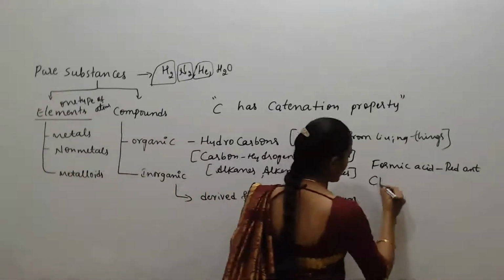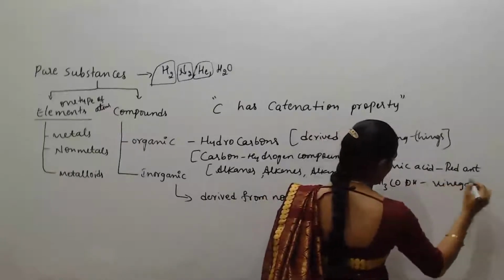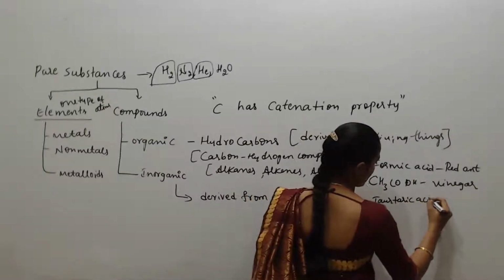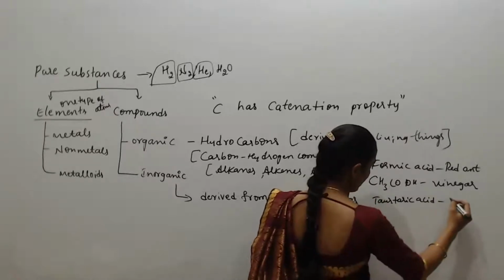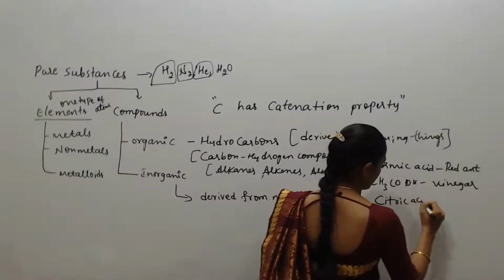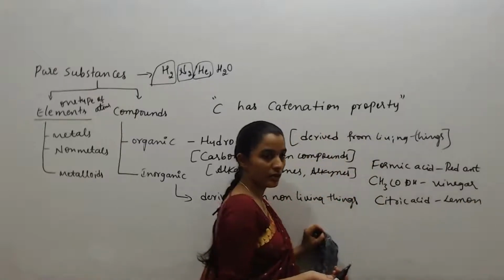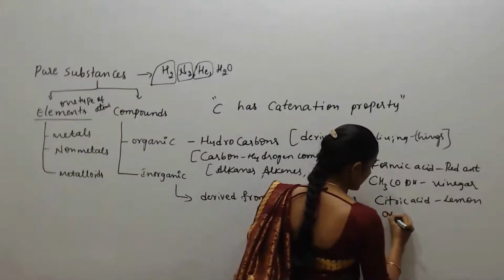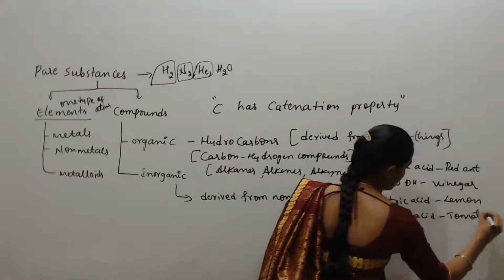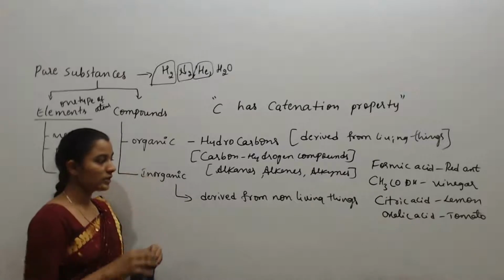Similarly, acetic acid, that is called as vinegar. Okay. Next, tartaric acid. Okay, next, citric acid, present in what? Lemon. Okay, you know plants are also living things. Next, oxalic acid, that is present in tomato. Okay, so these are all derived from what? The living things, so they are called as organic compounds.